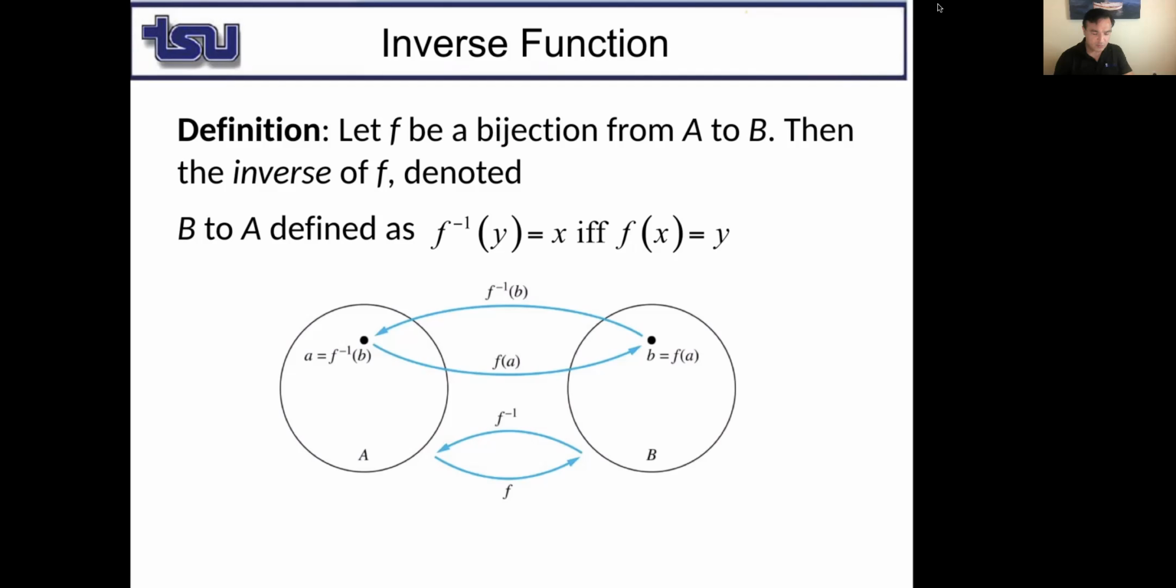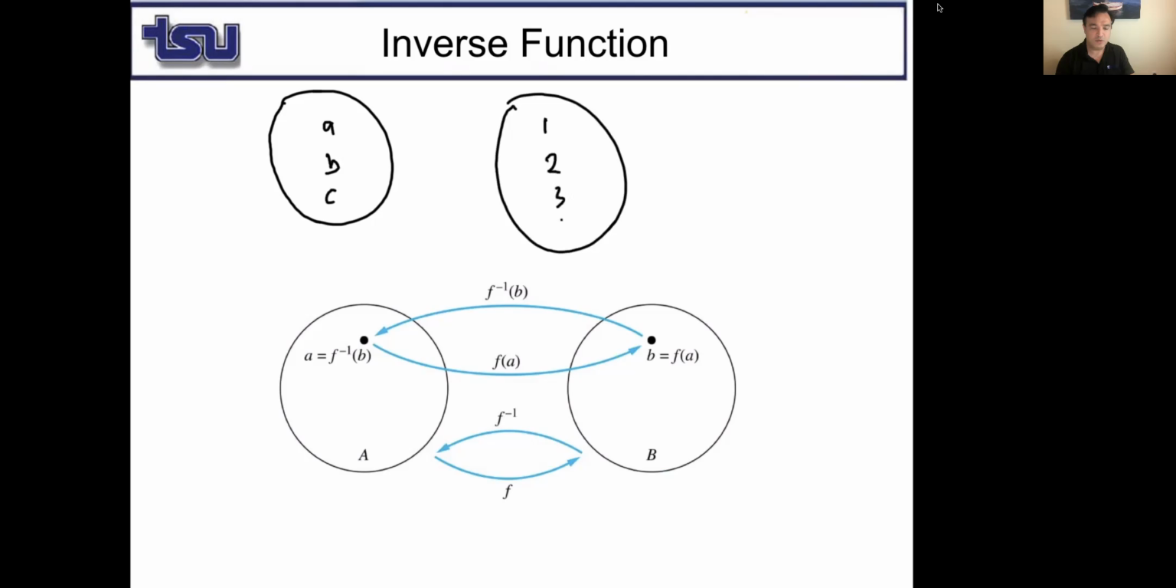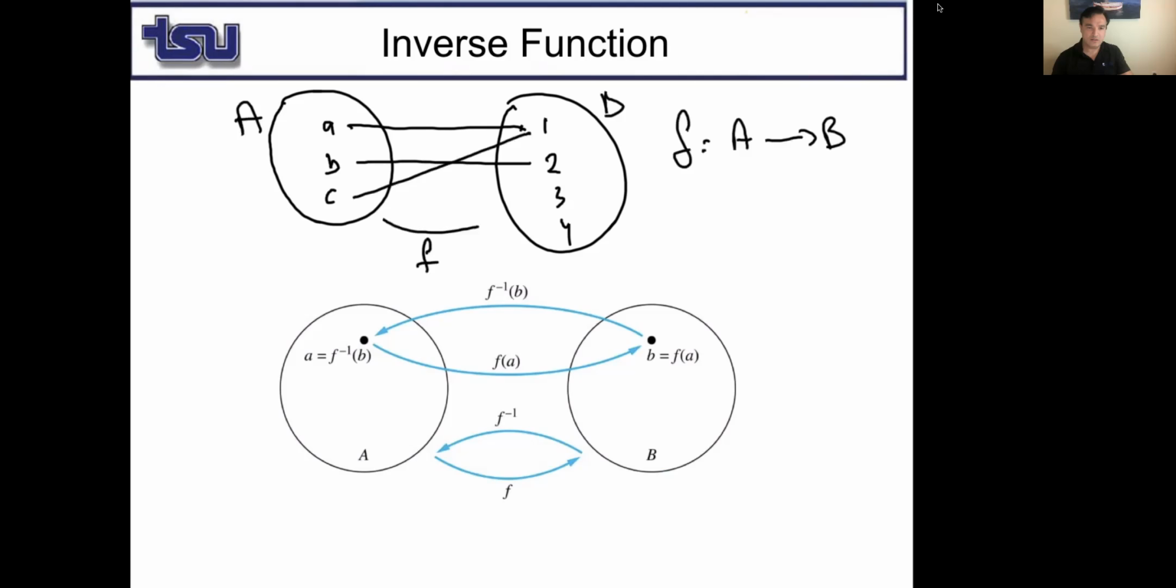Because let's say it is not. For example, if I have, let's say A, B, C, and then I have 1, 2, 3, 4. And this maps there, this maps there, and this maps here, let's say, okay? So that's good. We define f. This is A, this is B, and f is a function from A to B. No problem, right? So let's wait a little bit about the delay in the video.